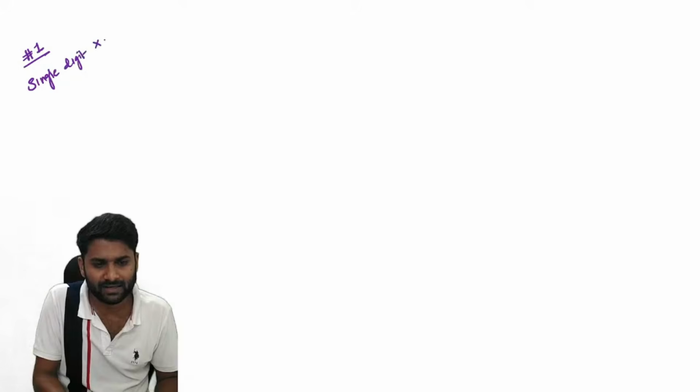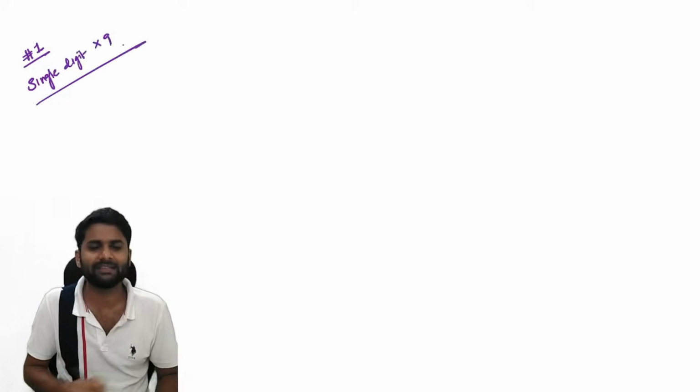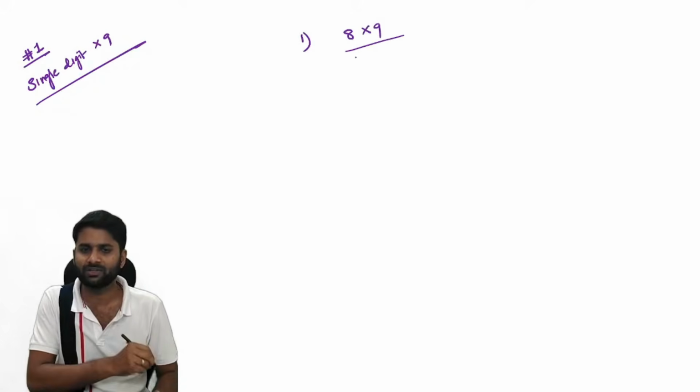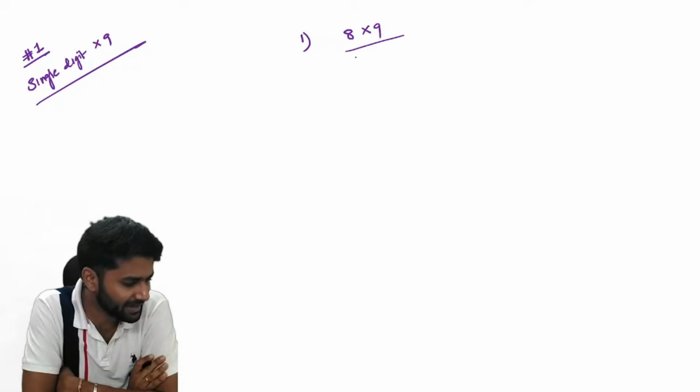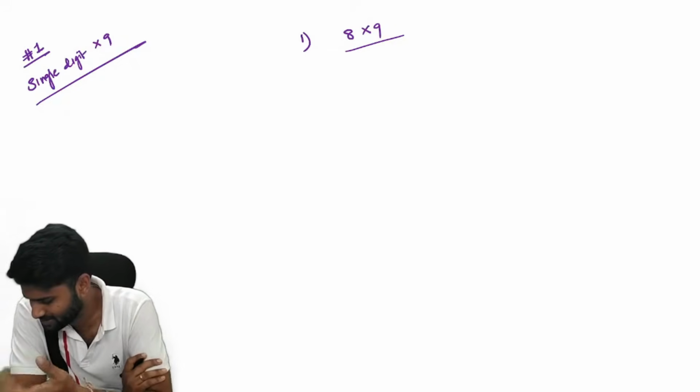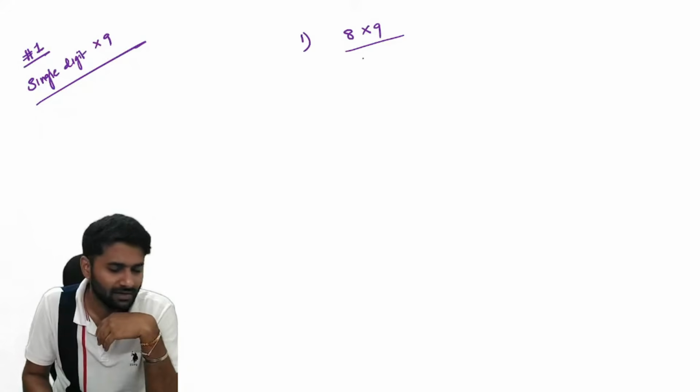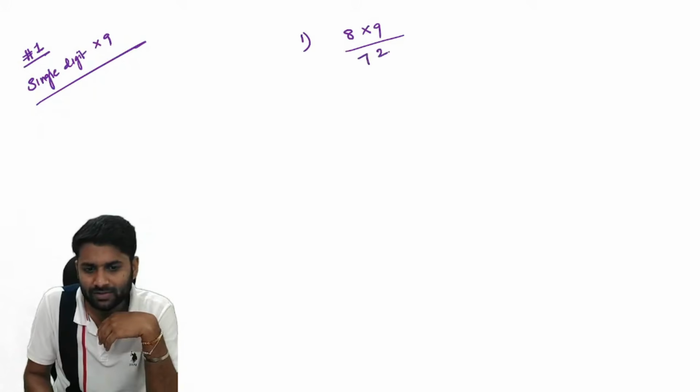I consider a single digit number multiplied with 9. Let's take an example: 8 into 9. What is the resultant? 8 into 9, it's a basic multiplication here. 8 into 9 is how much? Yeah, good. So 8 into 9 is 72, right?